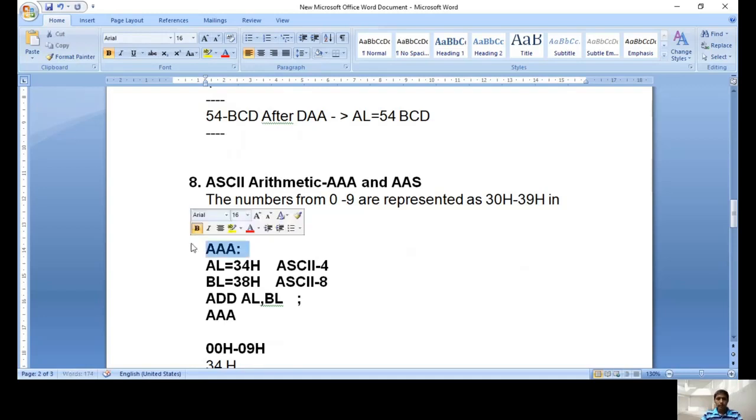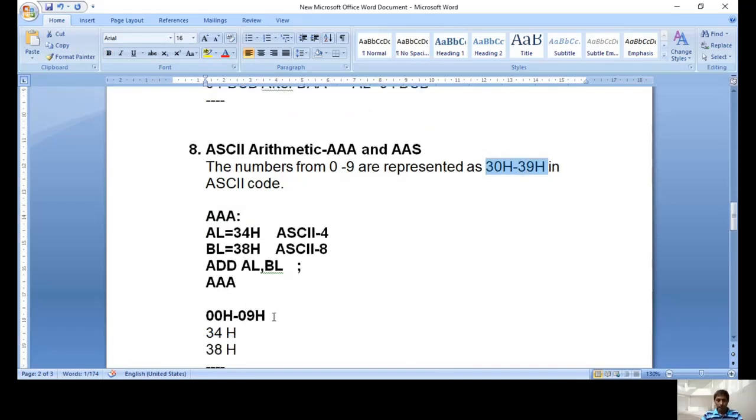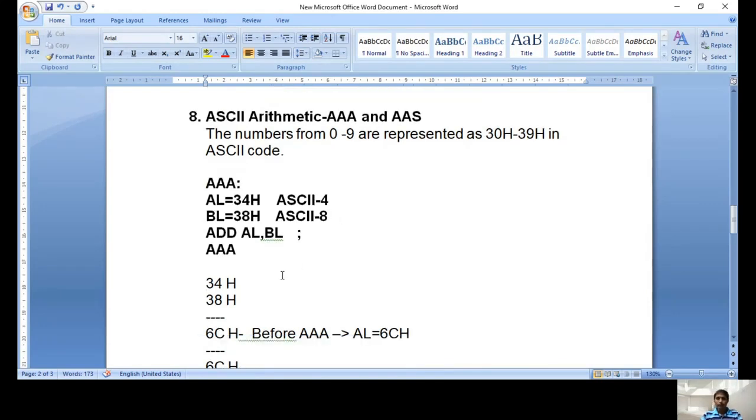So the AAA instruction will take hexa numbers, perform the addition of those numbers, and make the result an unpacked BCD form only. During this unpacked BCD representation, it checks the lower 4-bit value. If the lower 4-bit value is more than 9, then add 09H to that number, like the DAA instruction. Similarly, if the higher 4-bit value is more than 9, then it will add 90H to that number. Same procedure here also.